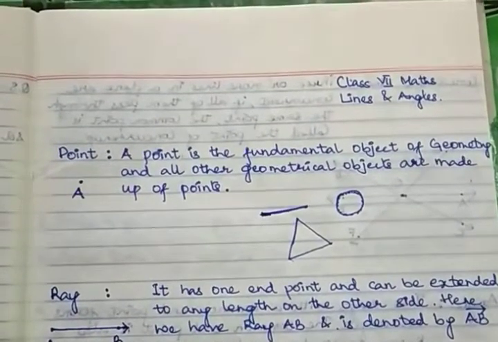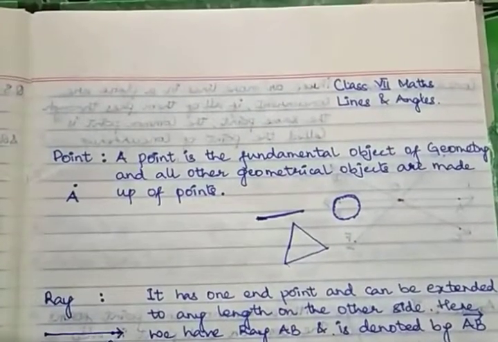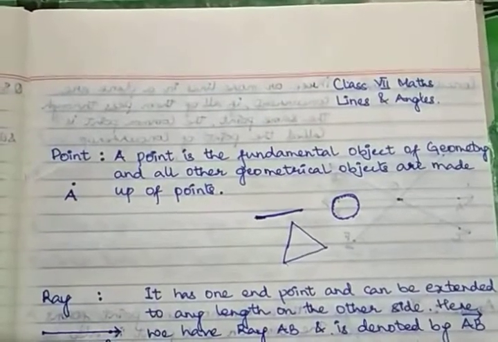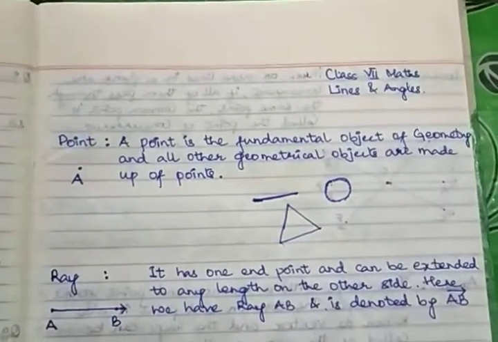So that is why, as it's been said in the definition, a point is the fundamental object of geometry, and all geometrical objects are made up of points. I hope you got that.